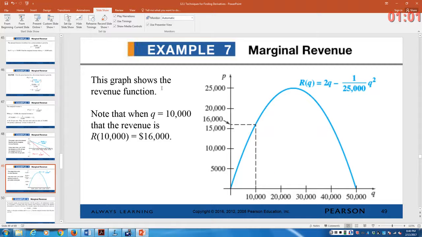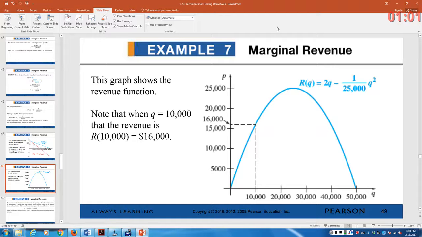And then the last part of this is the actual revenue function. This is R of Q, which is P times Q. What you look at here is that when Q is 10,000, the revenue is $16,000, but it's increasing by $1.20 per additional item. Keep in mind that this is 10,000 on that graph.